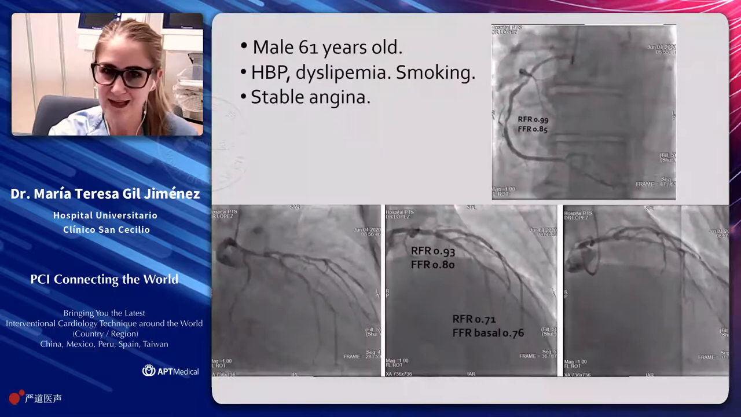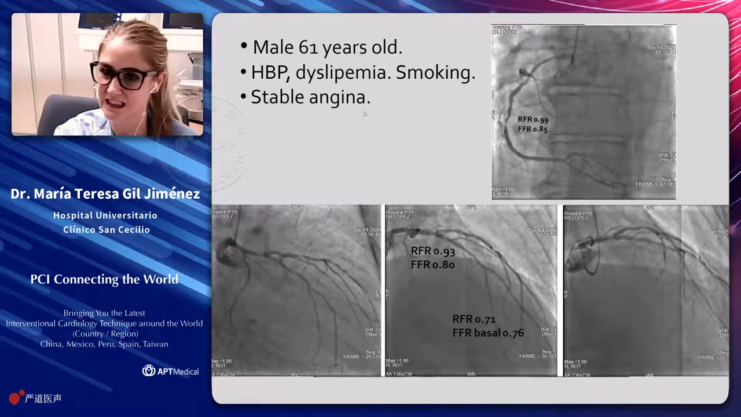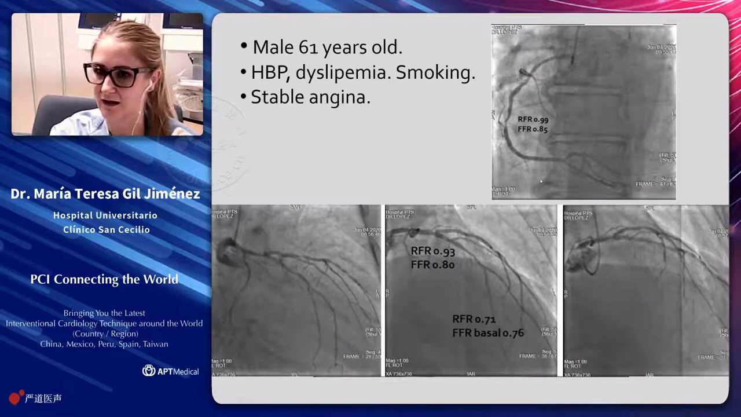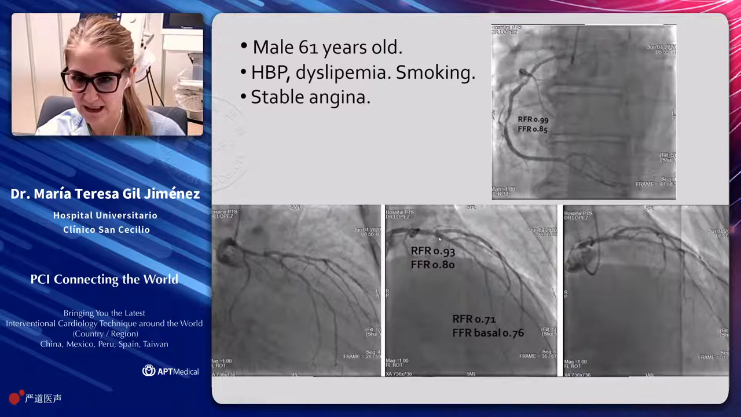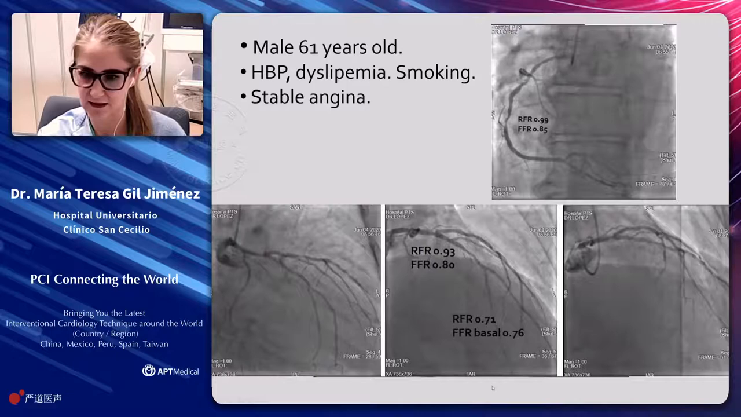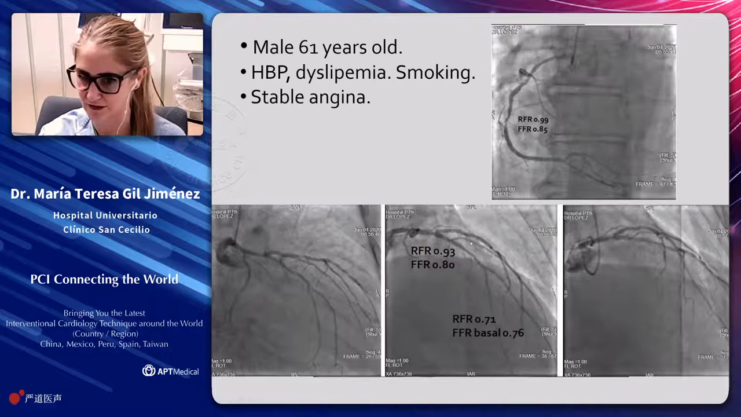Here we can see an example. It's a male, 61 years old, high blood pressure, dyslipidemia, and smoking, a stable angina with a positive treadmill test. The right coronary artery is diffusely diseased, but without an angiographically significant lesion, and a negative FFR. And in the LAD, we can see a significant lesion in the proximal segment. We did the FFR, that was positive in basal conditions and positive in the middle segment after adenosine.